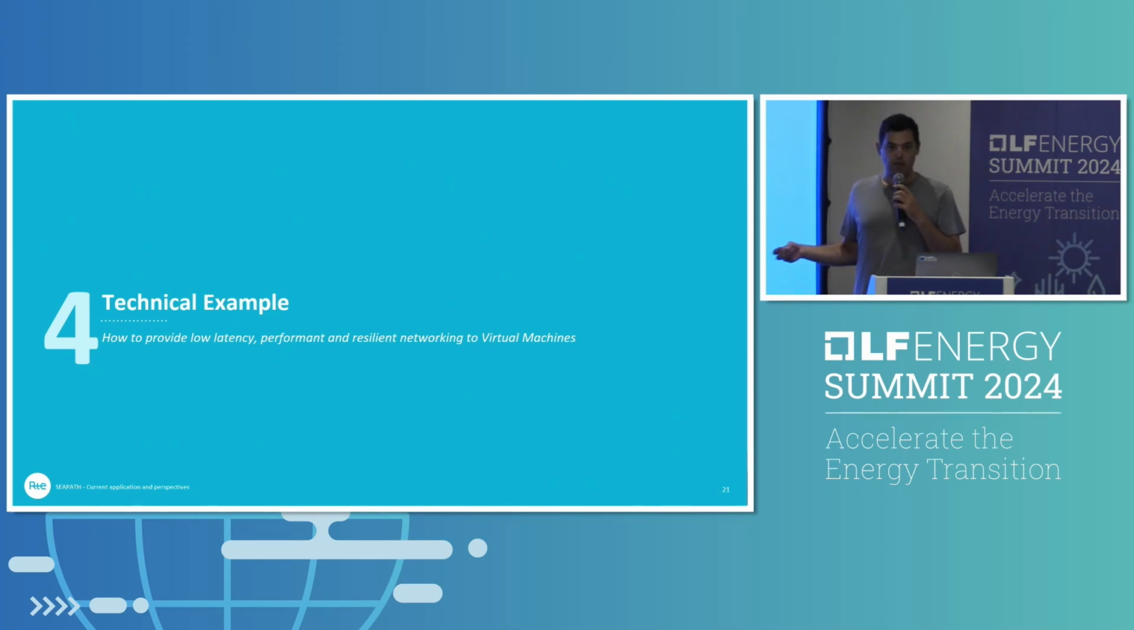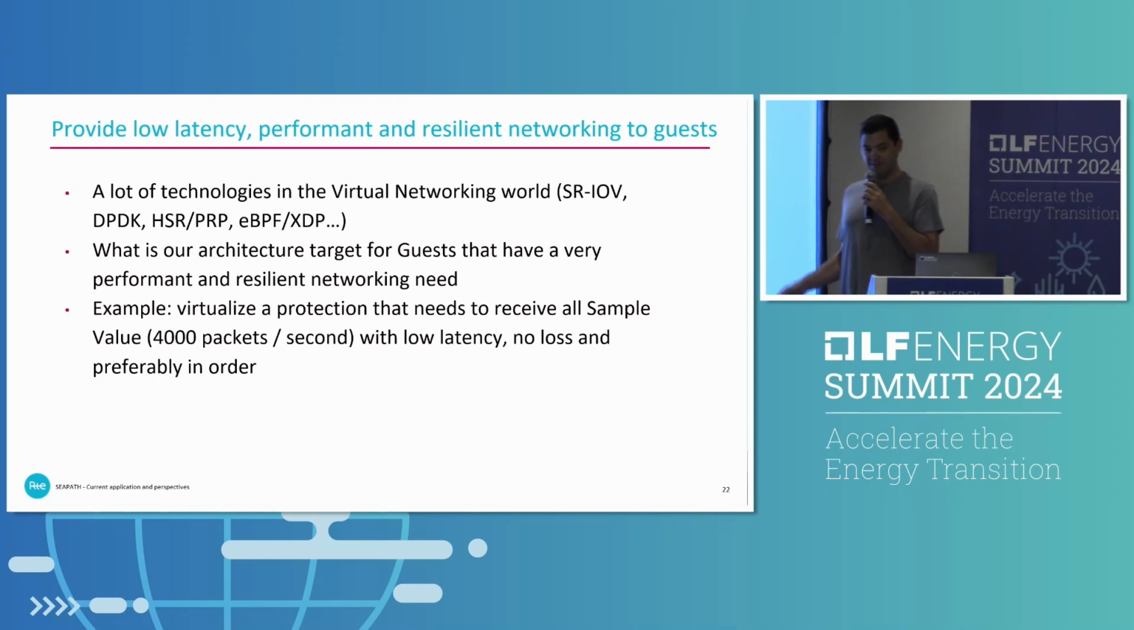And for networking, of course, we go into the universe of virtual networking: many words, many things, many ideas, many solutions. The first thing we hear is a lot of SRIOV, DPDK, HSR, PRP, BPF or XDP, that kind of thing. And so the question we ask ourselves is, what is our target for guests? For guests that have no critical networking needs, standard networking with virtual bridges, like Erwan talked about just before, Linux bridges and OVS bridges are fine.